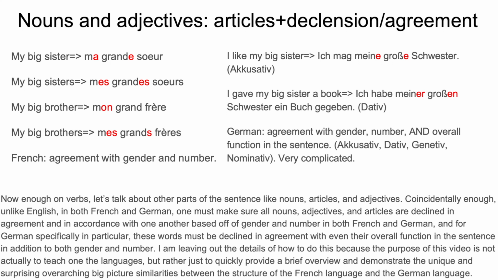I am leaving out the details of how to do this because the purpose of this video is not to actually teach the languages, but rather just to quickly provide a brief overview and demonstrate the unique and surprising overarching big picture similarities between the structure of the French language and the German language.